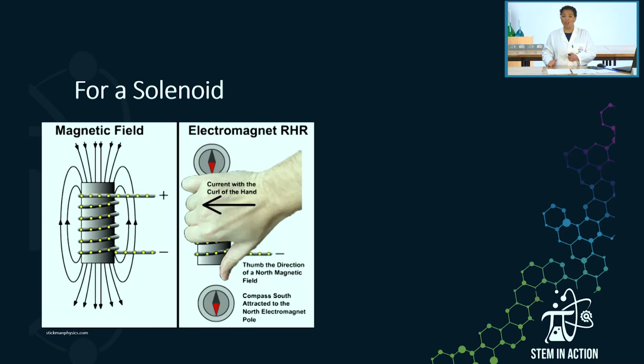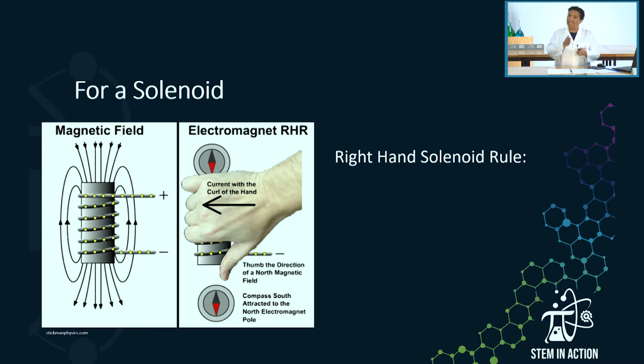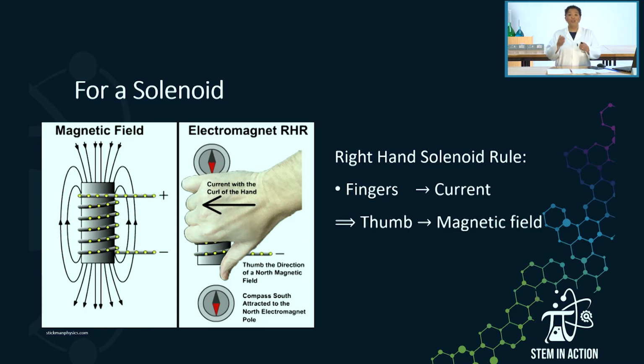In the case of a solenoid, we now take that same wire, and all we do is we loop or curl it to form a solenoid. We once again have current, and around that solenoid we will therefore have a magnetic field. We use the right-hand solenoid rule, in this case, to determine the direction of the magnetic field.